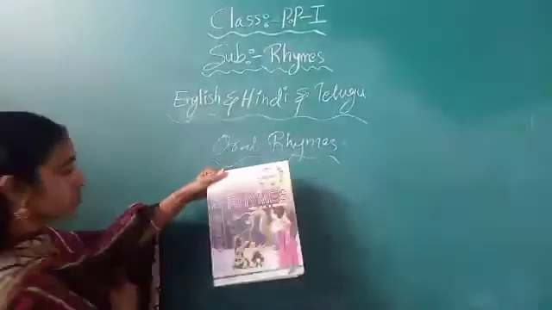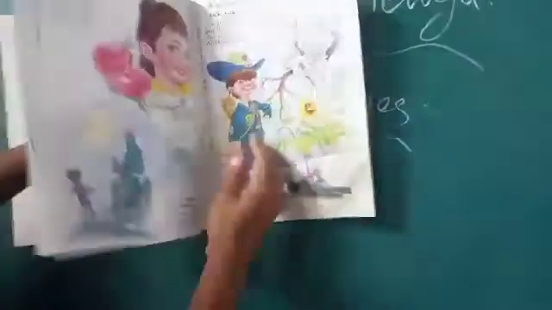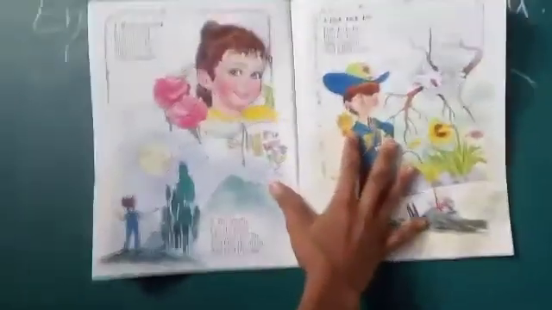See, you have a book like this, no? Open this book and learn at home. Okay. See, I start with the first rhyme.